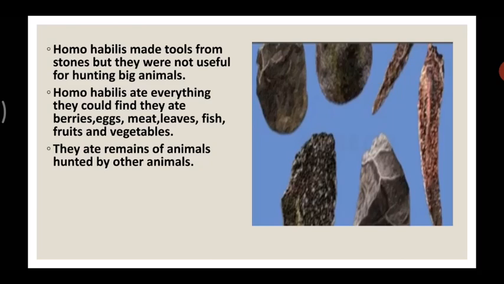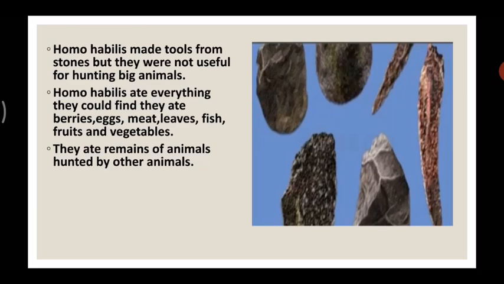Homo habilis made tools from stones, but they were not useful for hunting bigger animals. Now, what did they do? These tools had limited uses and could only be useful for scraping meat, that means removing the meat from the skin of dead animals. They were also used for breaking bones to get marrow.